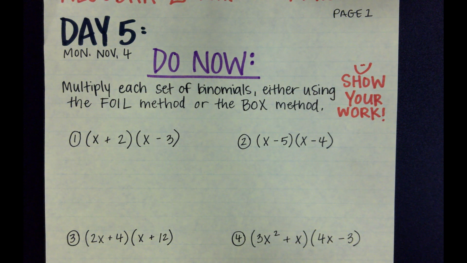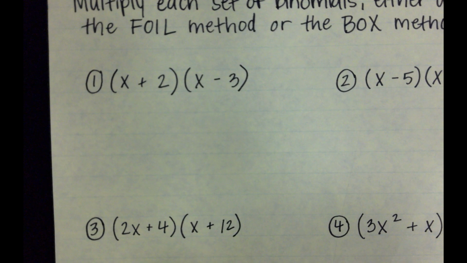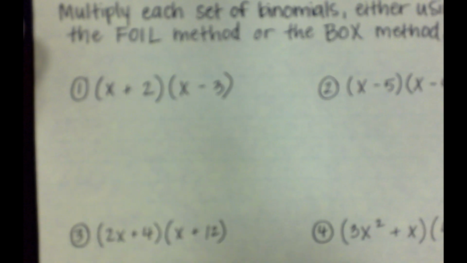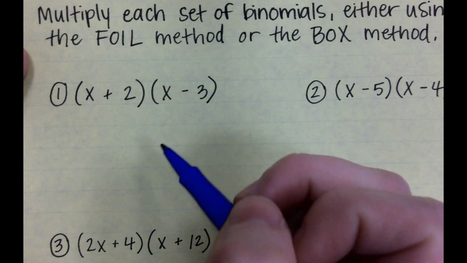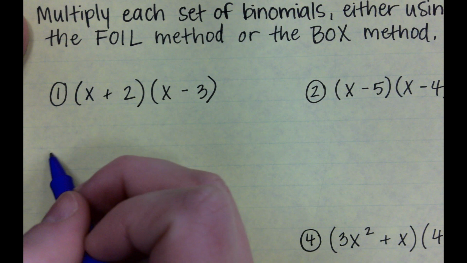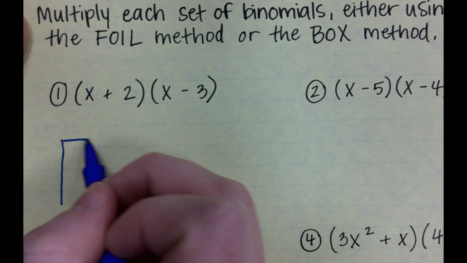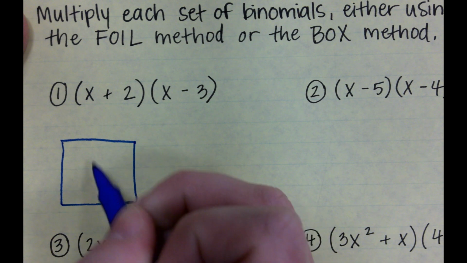Number 1, I've got x plus 2 times x minus 3. Does somebody want to tell me what they did to solve this? Box method? Okay, so let's try the box method for number 1. Maybe we'll do FOIL on the next one. I'm going to start by drawing myself a box with 4 open slots.